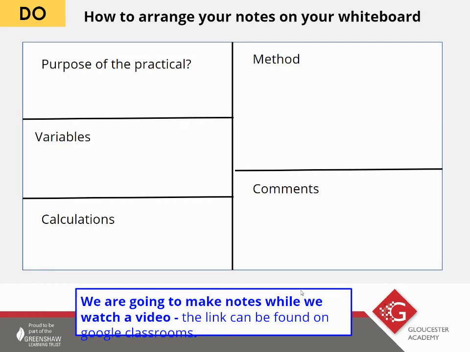So you need your whiteboard here, and what I'd like you to do is to divide your whiteboard up into these 5 sections. If you've got really large handwriting, it may be that you need to use both sides of your whiteboard, in which case have the purpose of the practical, the variables and the calculations needed on one side, and then the method and the comments on the other. The only issue with that, though, is you might rub off some text. So if you can squeeze it in, it would be worthwhile.